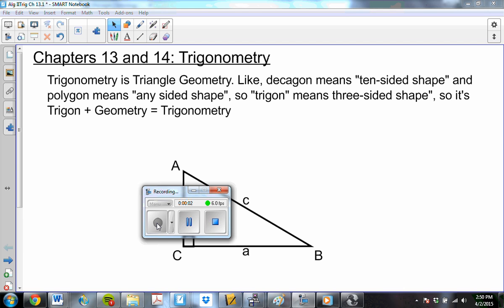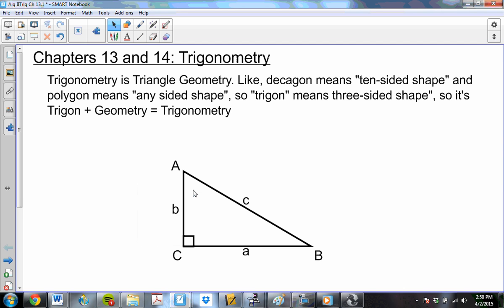Chapters 13 and 14 are on trigonometry. Trigonometry is really what happens when two math disciplines love each other very much and have a baby. In this case, geometry and algebra come together and have a baby called trig.